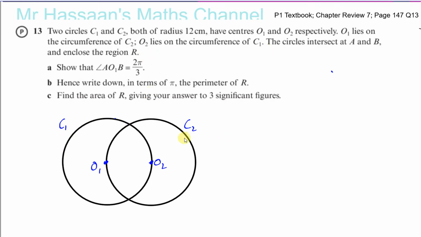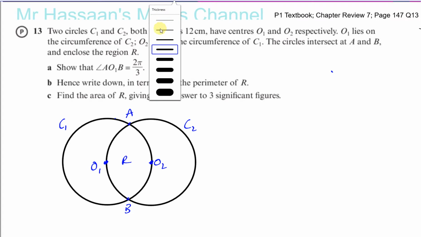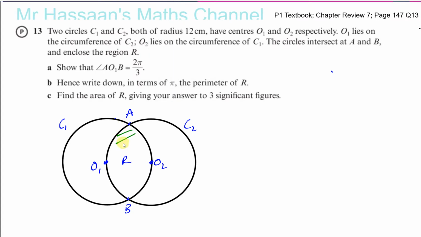The circles intersect at A and B, so let's call this A, and let's call this B, and enclose the region R. So this is the region R. You can make it a bit shaded if you wanted to. Okay, change the color. So this is the region R, which is enclosed by that description there.